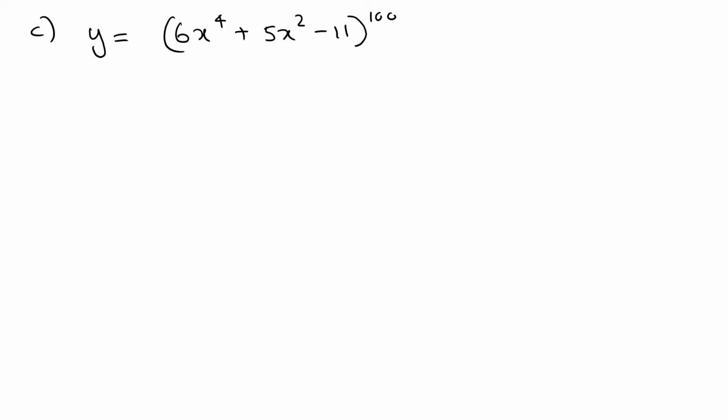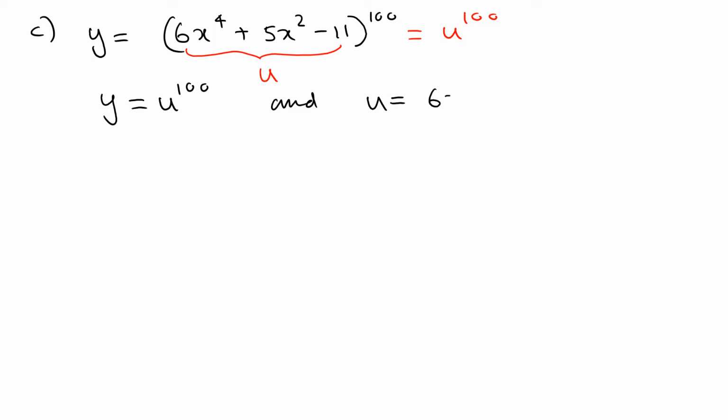As a next example, we have y equal 6x to the 4th plus 5x squared minus 11, all together to the 10th power. So as before, it's very clear what the inside function is. This is u, so that means this is simply going to be u to the 10th. So the two functions that we need: one is y equal u to the 10th, using the u variable, and u equal the inside function, which is 6x to the 4th plus 5x squared minus 11.